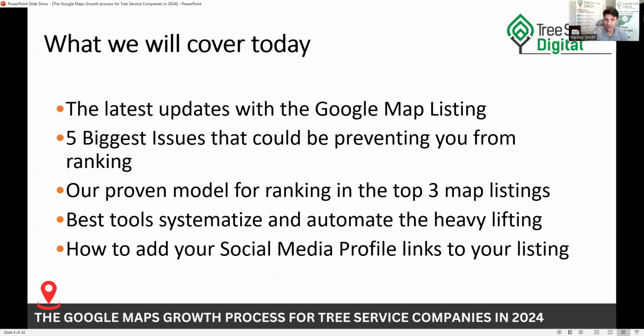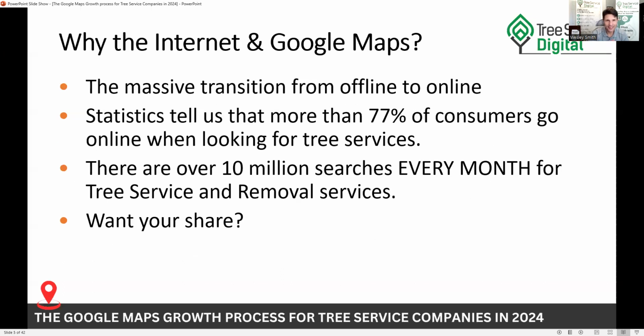The latest updates with the Google Map listing, the 5 biggest issues that could be preventing you from ranking on the Google Maps, our proven model and formula for ranking in the top 3 of the Google Maps, and the best tools to systematize and automate the heavy lifting for you in certain aspects of managing your Google Map listing, and how to add your social media profile links to your listing. So there's a new section there where you can go in and add your Facebook page link, your Instagram page link, etc.